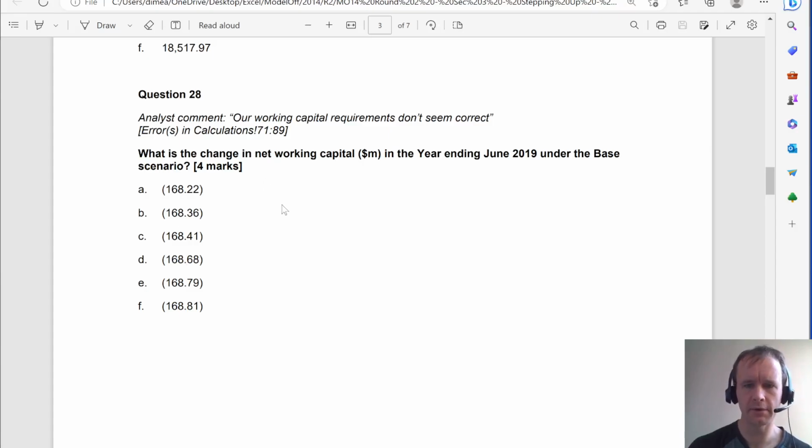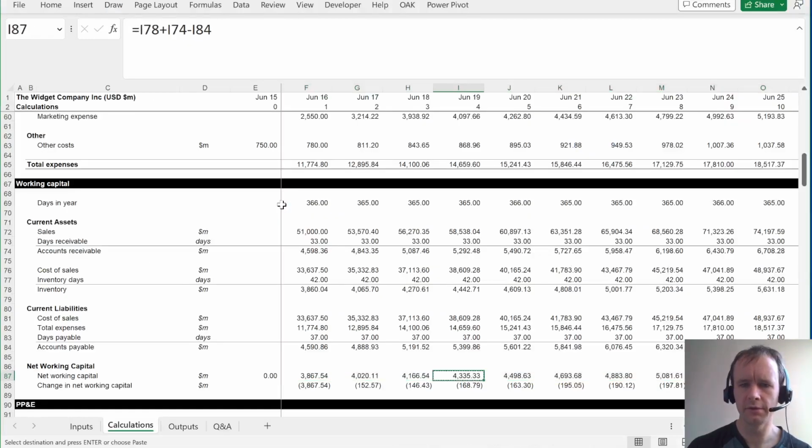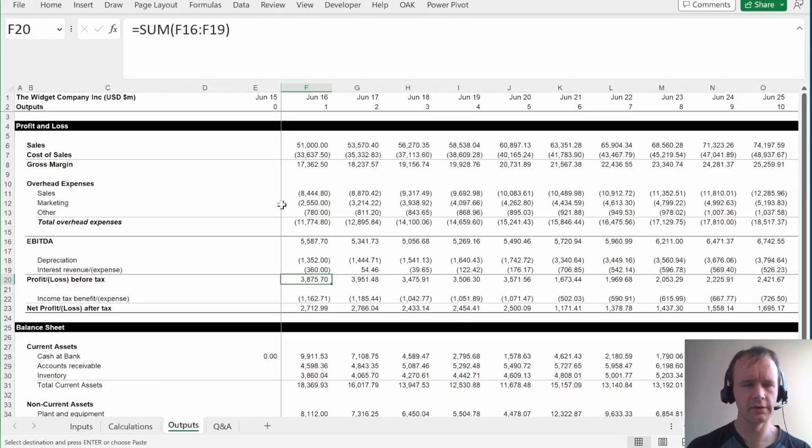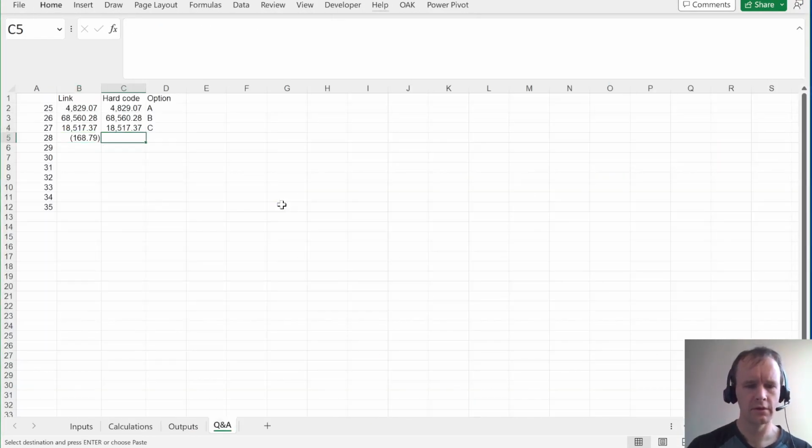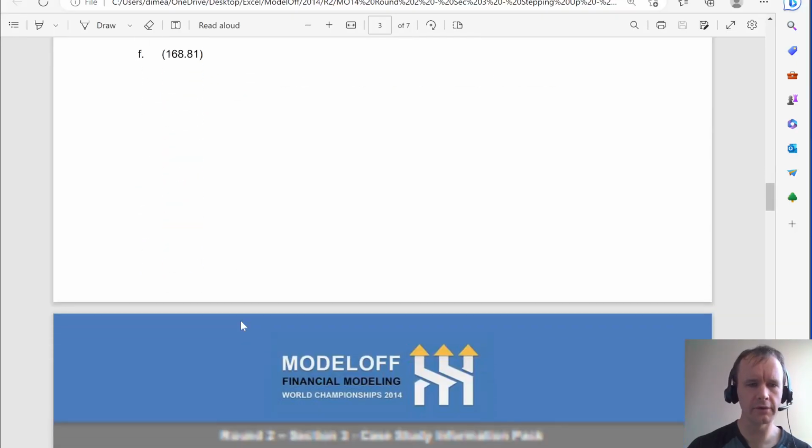Change in net working capital in the year ending June 19, which is here. Sorry, the change is here. 68.79. Yes, hooray. And that's E. Good. I was afraid we were going to get D there. Then I was going to get really paranoid that something strange was going on.